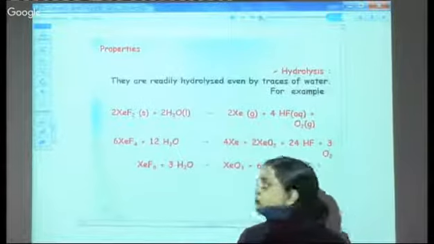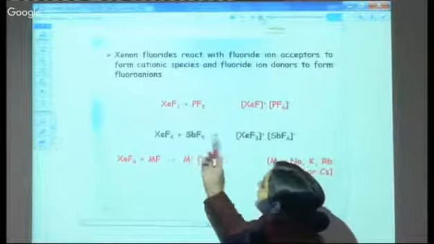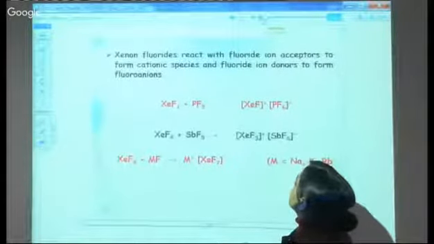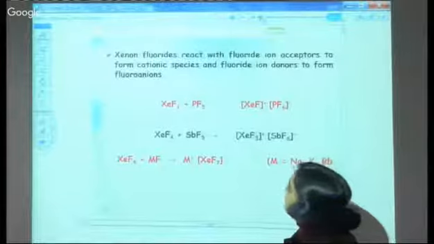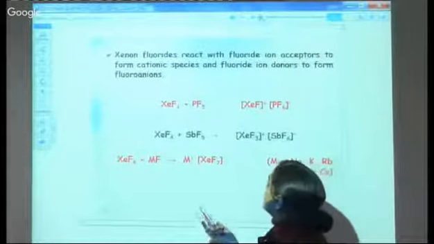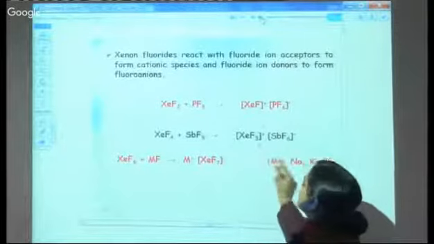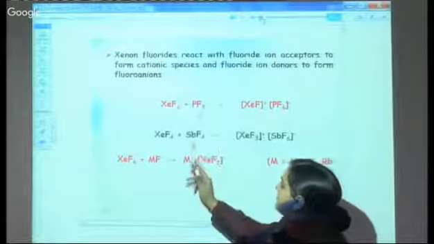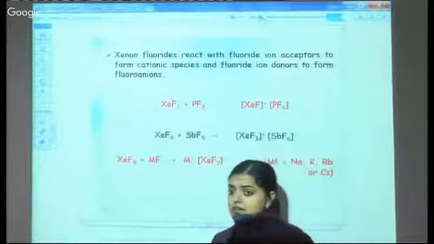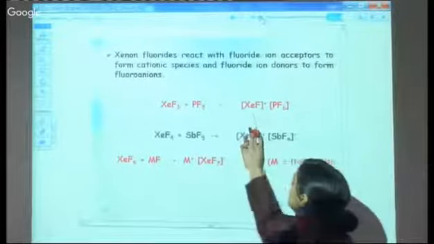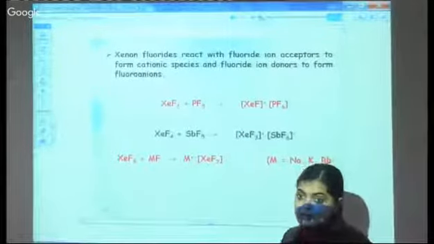Right? Next slide, please. Now, xenon fluoride reacts with fluoride ion acceptors to form cationic species and with fluoride ion donors to form fluoroanions. What happens with these kinds of reactions? Cationic and anionic complexes are being formed with PF5, SbF5 and MF5. With fluorine acceptors, it gives you different complexes. Fine? Next slide.